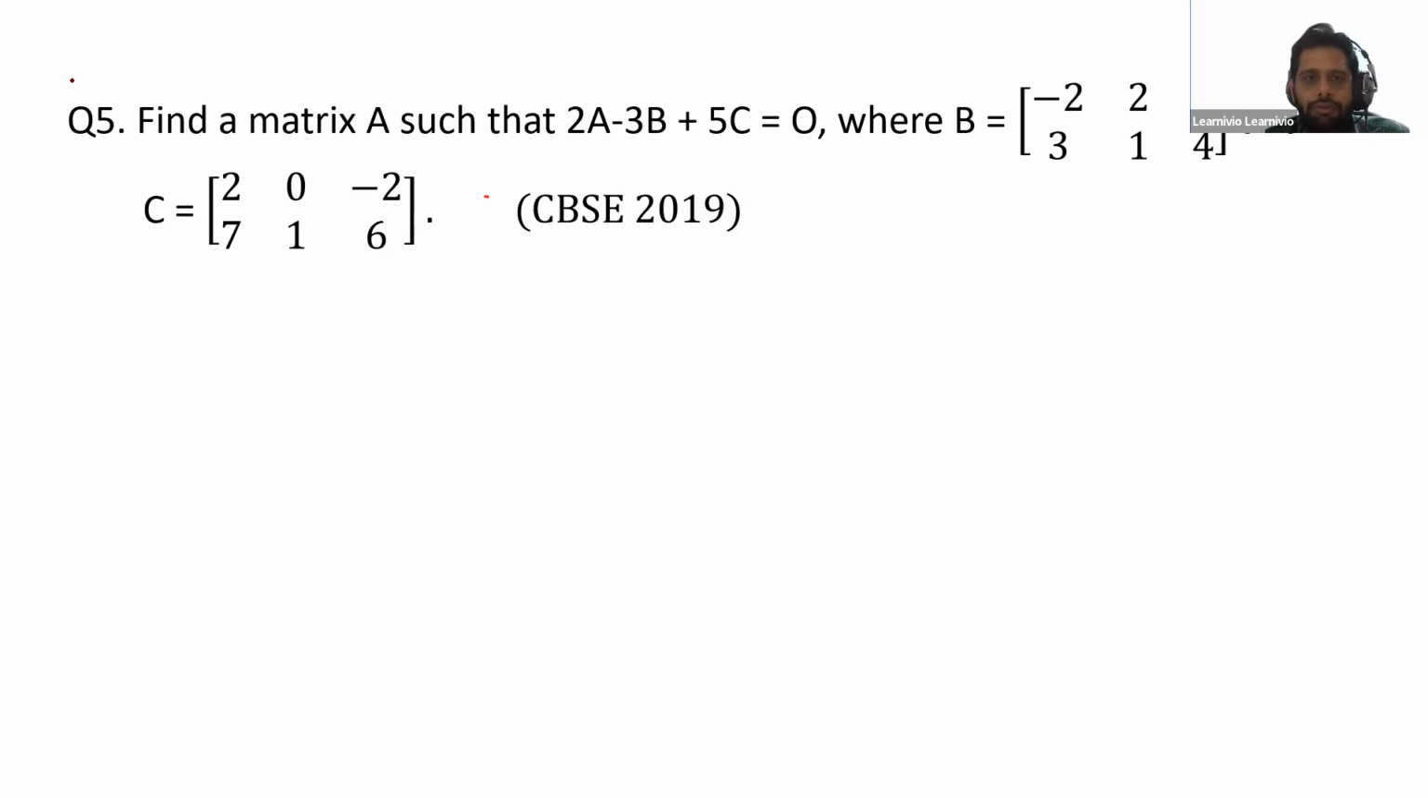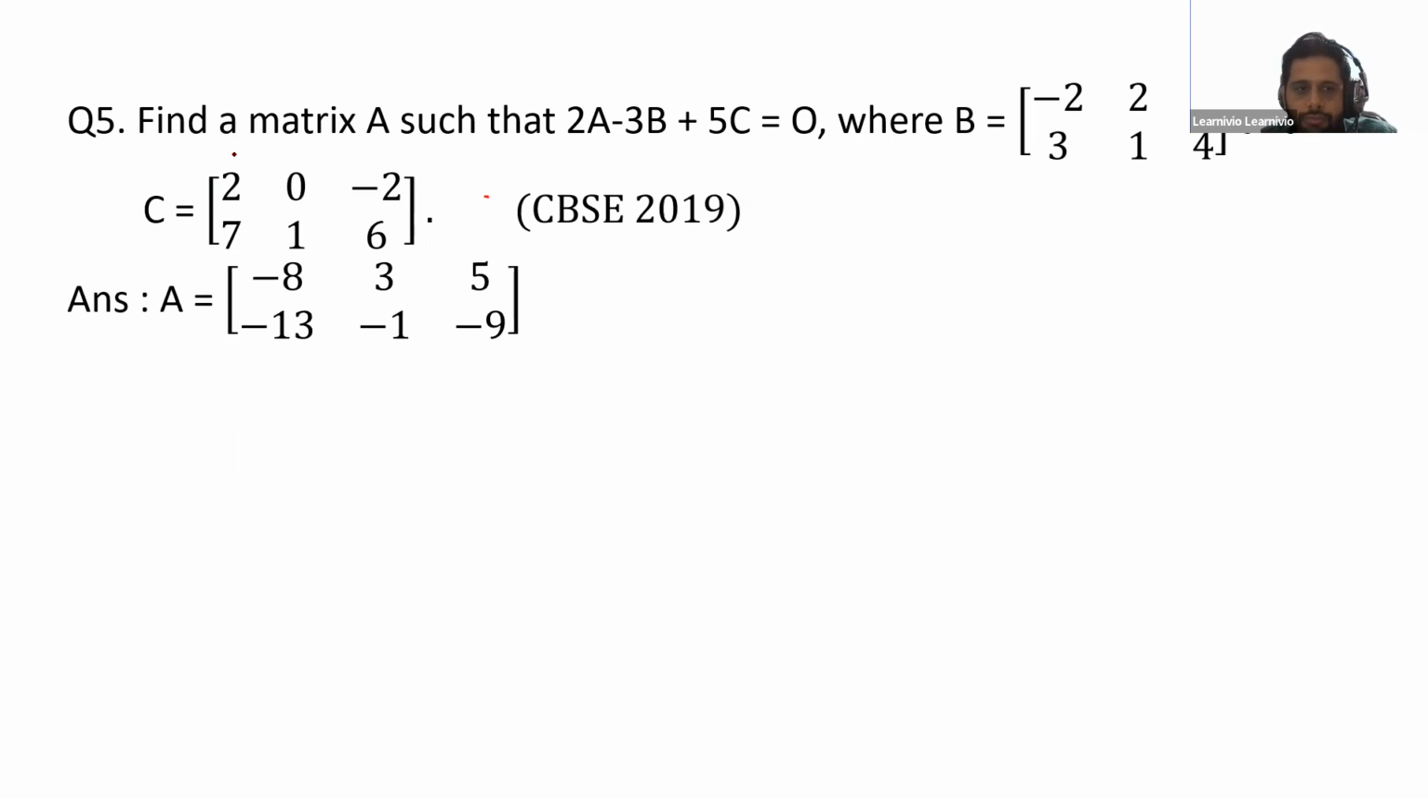Okay, no issue. Please take your time. Okay, Josefa, you get the answer. So -835. Good. -13, -1, and -9. Very good, Josefa.